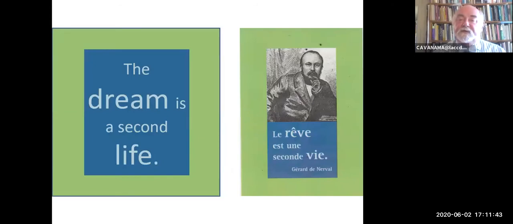Le rêve est une seconde vie, says Gérard de Nerval, the French poet. The dream is a second life. Poor Nerval, he was a very eccentric character. He had a pet lobster, which he would walk on a leash in the streets of Paris. People would say, Nerval, why a pet lobster? And he said, well, they're so much cleaner than dogs and cats. He died an unfortunate death.